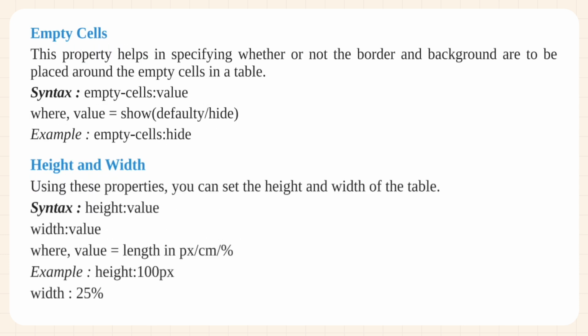Empty cells. This property helps in specifying whether or not the border and background are to be placed around the empty cells in a table. Syntax: empty-cells: value, where value is equal to show (default) | hide. Example: empty-cells: hide. Height and width.